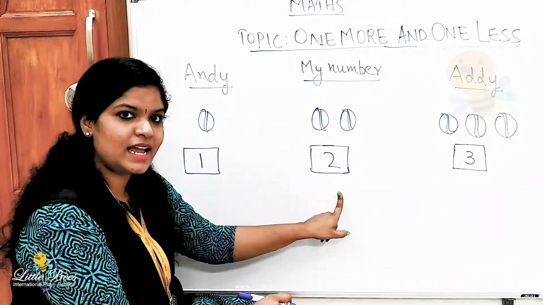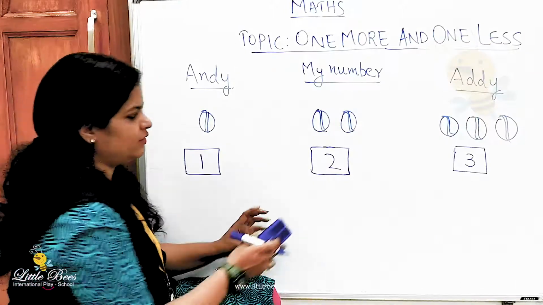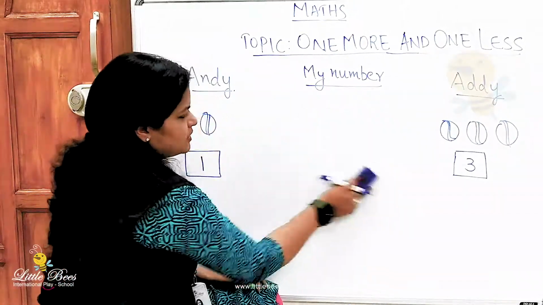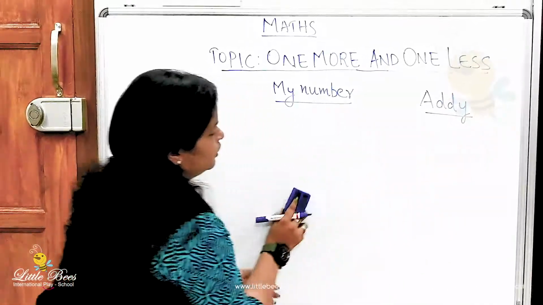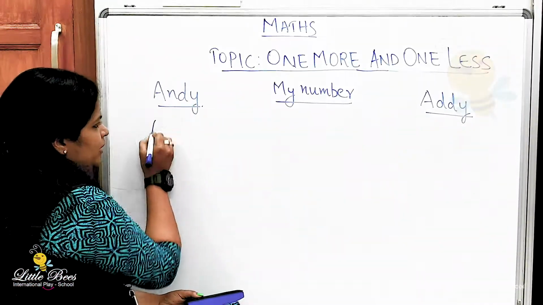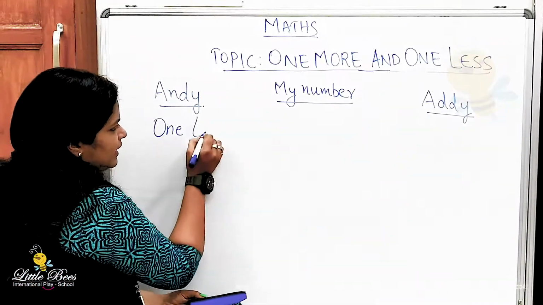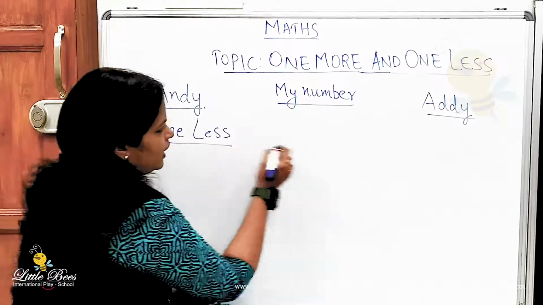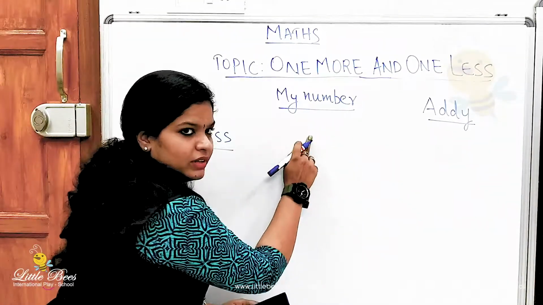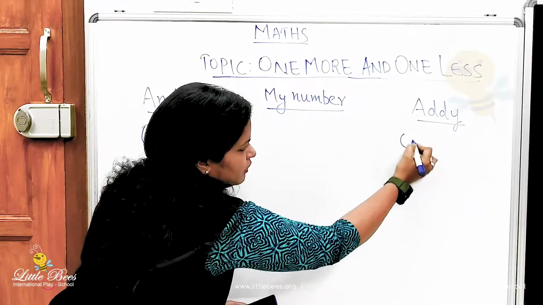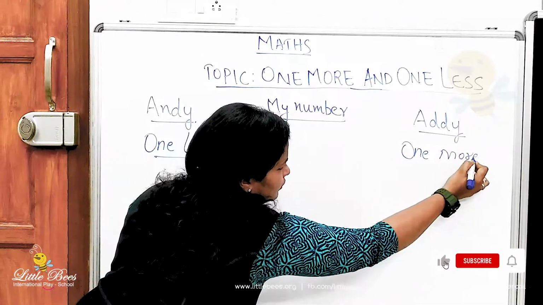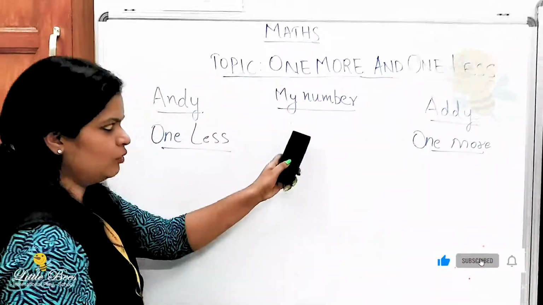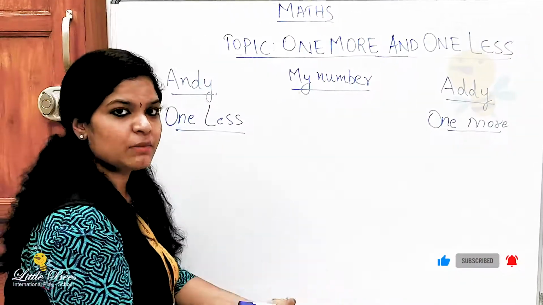So did you understand? Okay, now we will do an activity. You have to guess me the numbers. So here we will find one less. Okay? And this is my number. We will take this as my number. And here we will find one more.